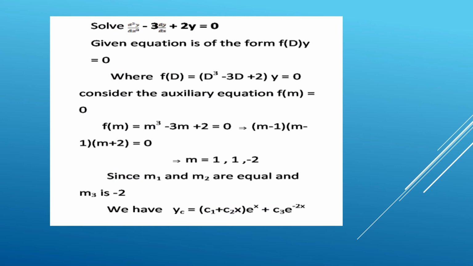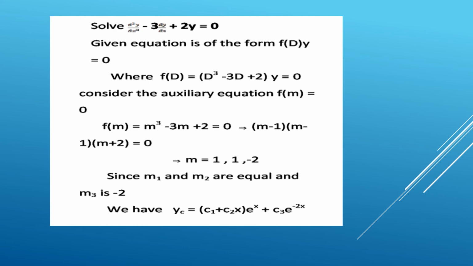To solve d cube y by dx cube minus d square y by dx square minus 3 dy by dx plus 2y equal to 0. As you can see in the given problem, it is given in normal differentiation form. First we have to convert this into the operator form. Actually, no need to convert into operator form also. You can simply write it as m cube minus 3m plus 2 equal to 0. This is the auxiliary equation for the given question.